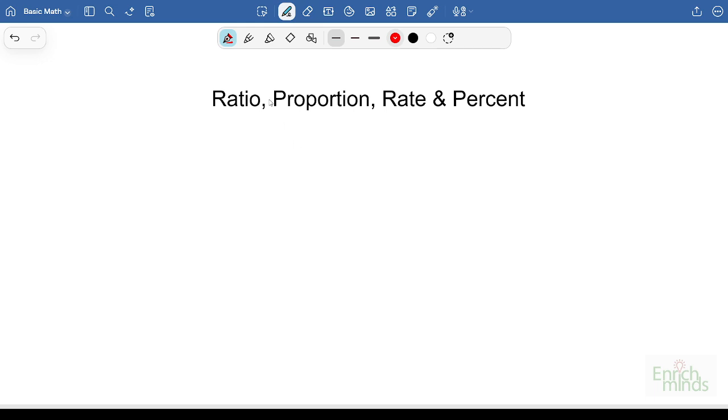In math, we use the terms ratio, proportion, rate, and percent to describe relationships between quantities. They all are somehow related to each other, but we use them depending on specific contexts. They all can be expressed as fractions. We know a fraction is part out of total.